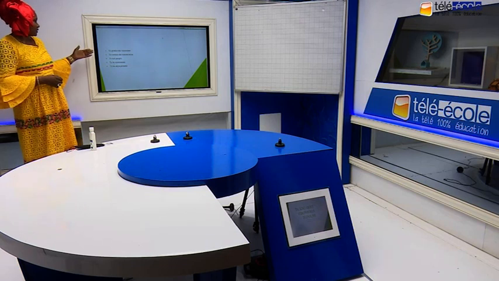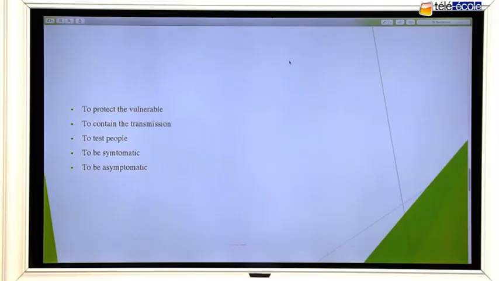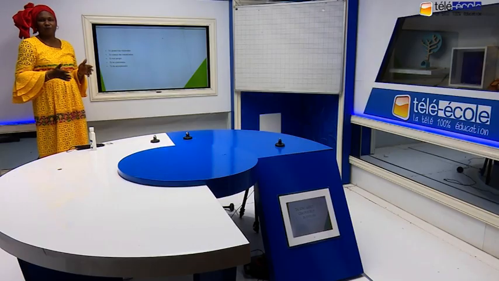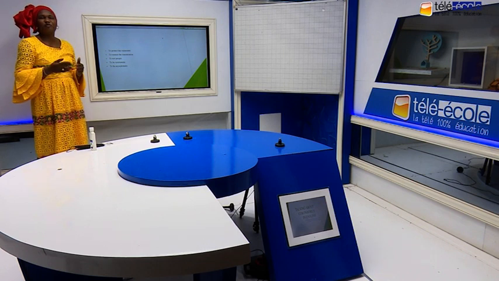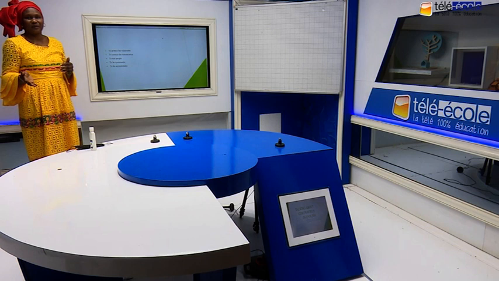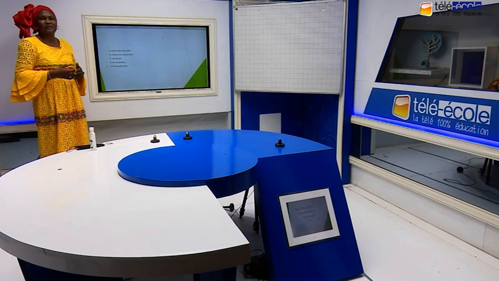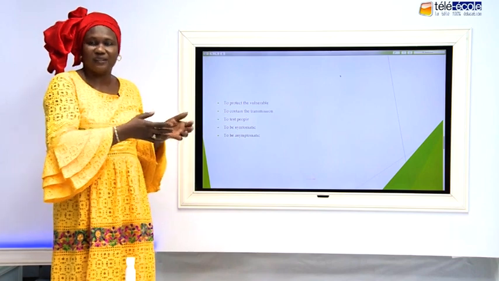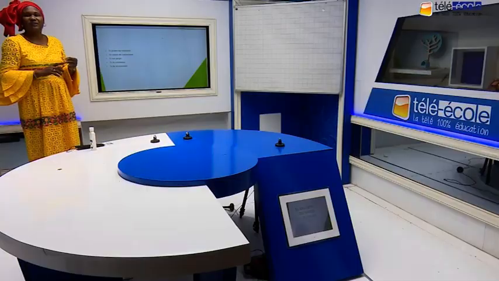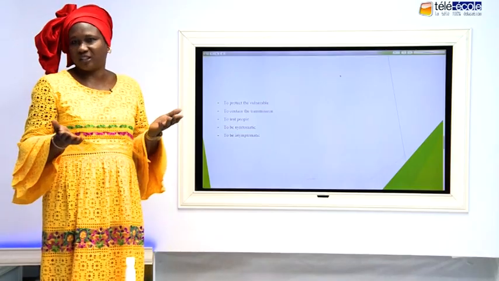Okay, the next expression we are going to see is to protect the vulnerable. Who are the vulnerable? The vulnerable are elder people or old people or people who are suffering from an illness. For example, your parents or your grandparents can be among the vulnerable. Either they are old or they are suffering from an illness, like high blood pressure, for example.